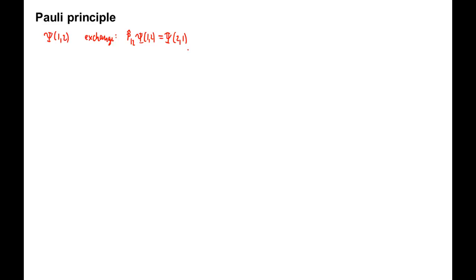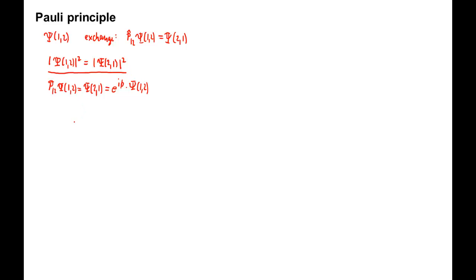Now, the two electrons are identical and indistinguishable, so this swap of coordinates should not affect any physical properties of the state described by the wave function. First and foremost, the probability density should be unaffected. That is, magnitude of psi 1, 2 squared should still be equal to the magnitude of psi 2, 1 squared. This is only possible if the exchange adds at most an insignificant phase factor. So, P hat 1, 2 operating on psi 1, 2, which gives psi 2, 1, has to be equal to e to the i phi times psi 1, 2. Otherwise, the probability density would change.